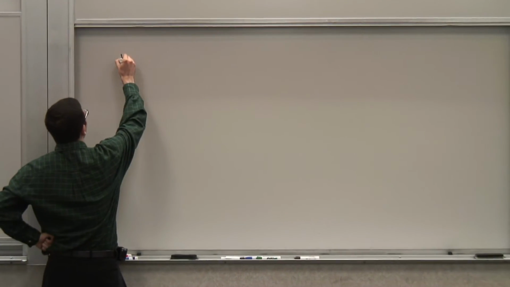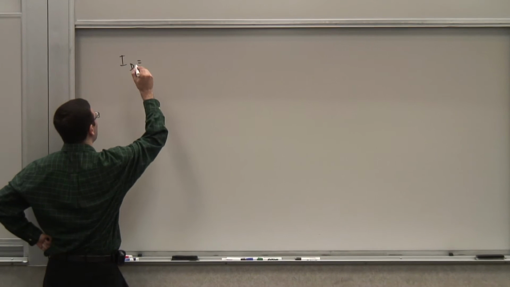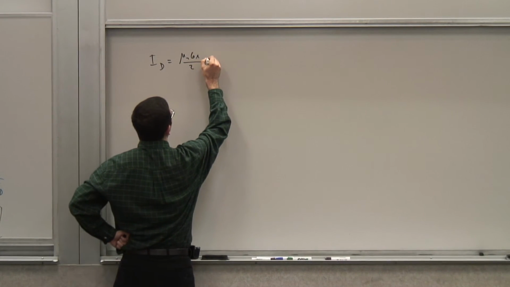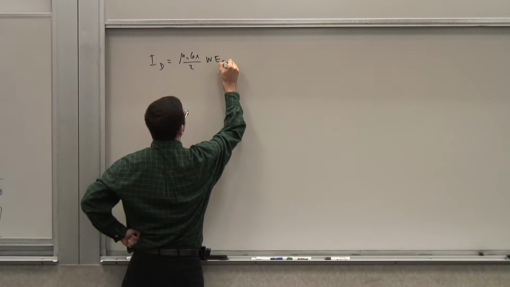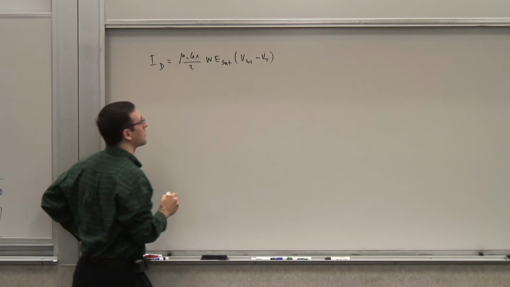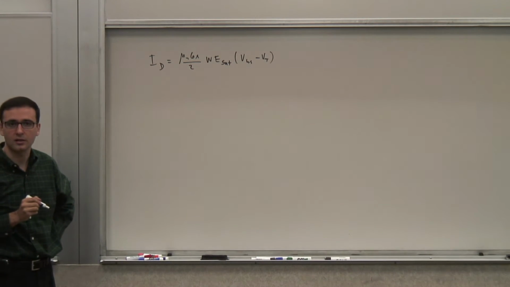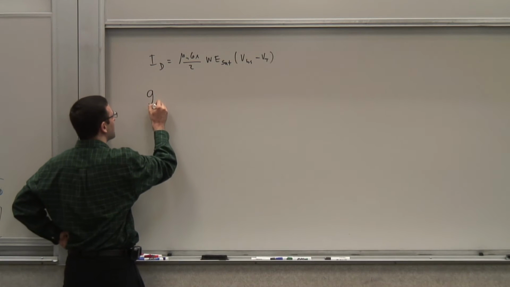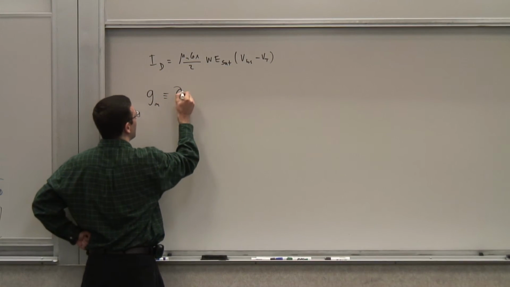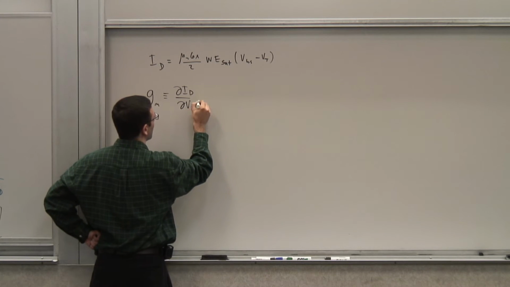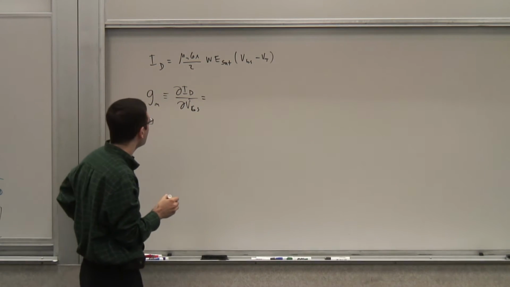So one thing I know is that my ID in a deeply velocity saturated model is W n Cox over 2, W E sat (VGS minus VT). That was the expression I derived earlier. Now, if I want to calculate my gm, my transconductance, by definition I have to calculate dID/dVGS.